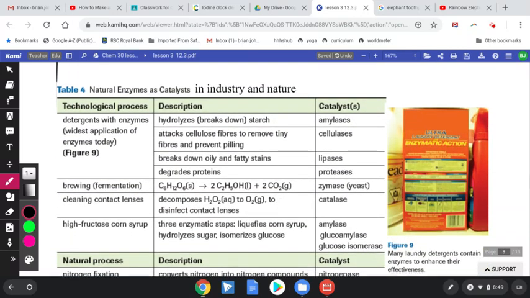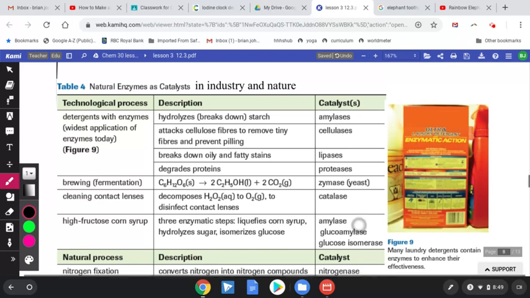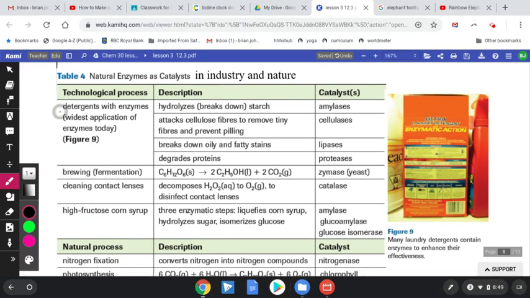Examples of enzymes as catalysts in industrial and living processes. So household detergents have catalysts in them to break down all the food products that we get in our clothes, so proteins and fats and oils and starches. The brewing industry uses zymase, which is found in yeast, to convert sugar or glucose into ethanol. Cleaning your contact lenses, you add an enzyme, catalase, which decomposes hydrogen peroxide to oxygen and disinfects your lenses.